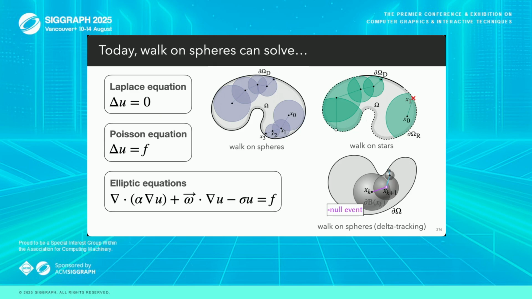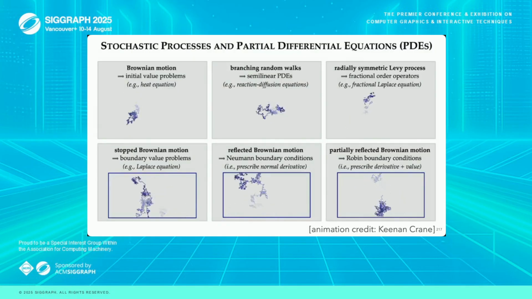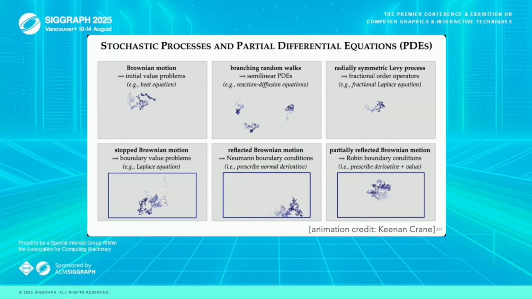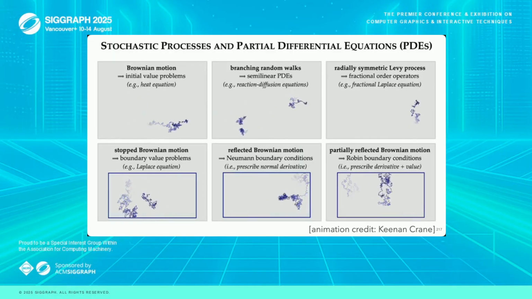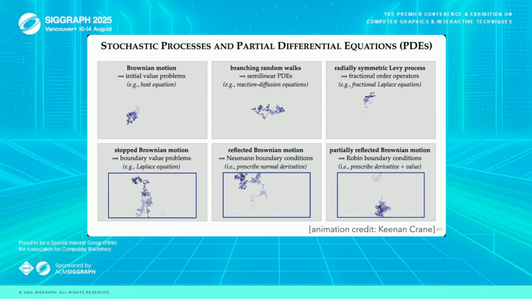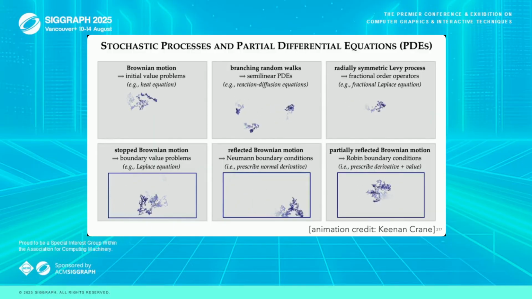OK, so I hope this gives you some sense of the type of PDEs that we're able to solve with walk-on spheres today. But I actually think it's still too early to say exactly what classes of equations one can hope to solve if we keep building. So for instance, there's a whole zoo of random processes in the SDE literature that's related to different types of PDEs, including certain nonlinear diffusive equations.